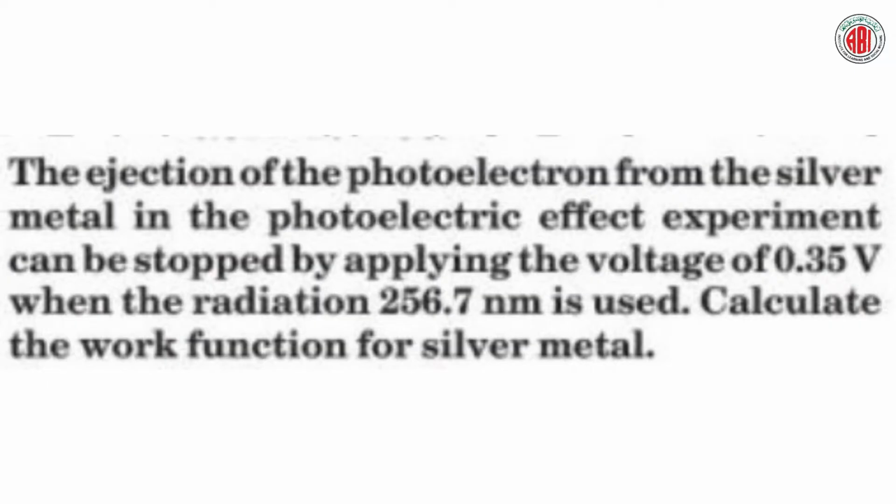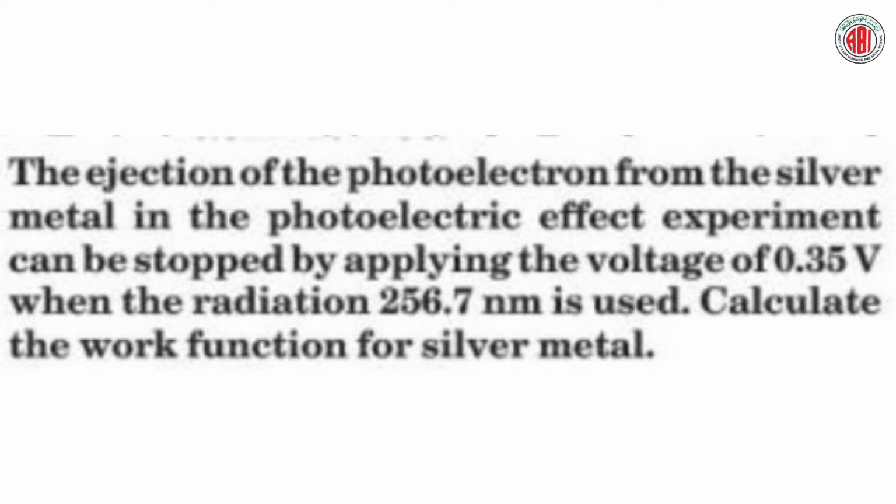The ejection of the photoelectron from the silver metal in the photoelectric effect experiment can be stopped by applying the voltage of 0.35 volt when the radiation of 256.7 nanometer is used. Calculate the work function for the silver metal.